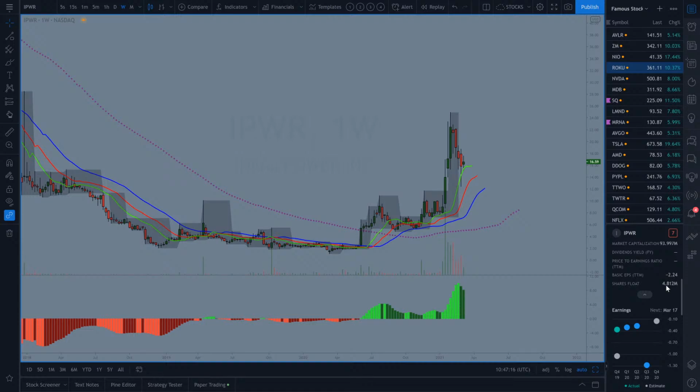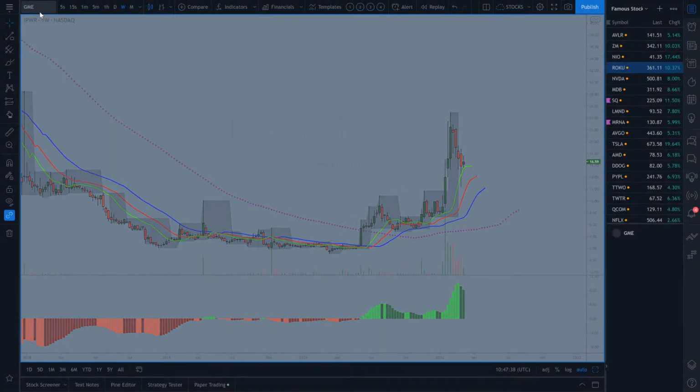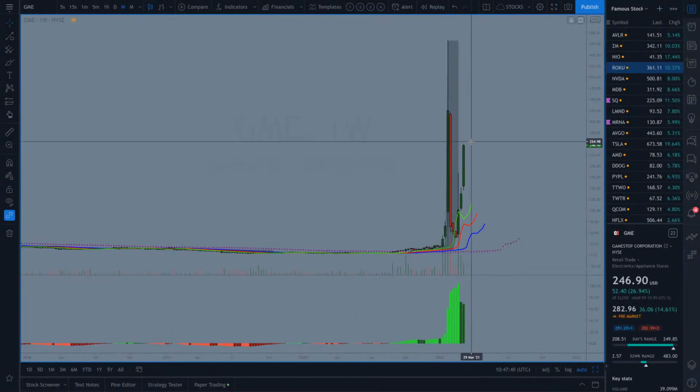This basically means that this company has 4.8 million shares. That's too little. That means there's a very short supply of shares. So when people get interested in this, it's going to be really highly volatile. And this is the same thing with, let's say, look where GameStop is, right?